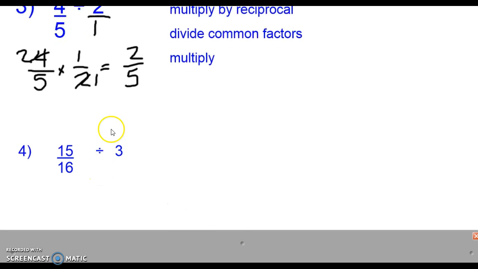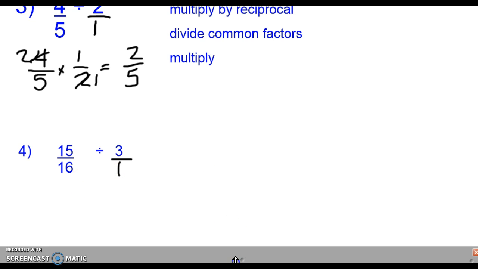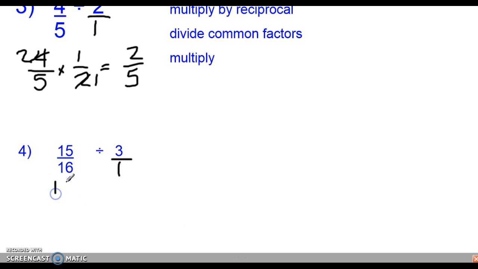Go ahead and pause and then come back. So for this one, I wrote my whole number over 1. Then I'm going to rewrite my problem. So I have 15 over 16, keep, change, and then I flip this. Now I'm going to divide out any common factors. So divide by 3, divide by 3, that would give me 1 here and 5 up here.